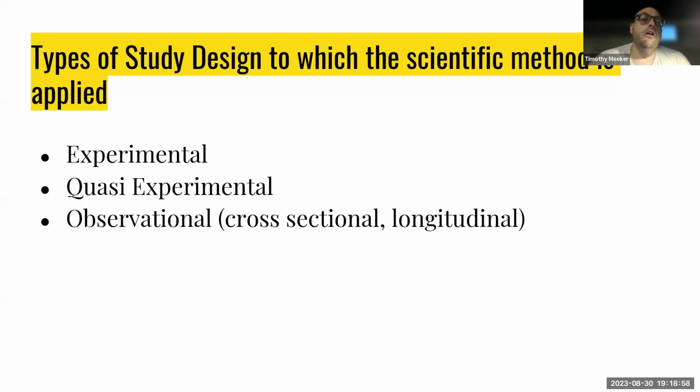There are three types of experimental study design to which the scientific method can be applied. And honestly, there's more than that. There's the experimental, where basically everything is randomized, where you can randomize your variables, you have control variables, and you have experimental variables. You randomize assignments of your experimental variables. There's a quasi-experimental, where some of the variables can be randomized, but not all of them. Some things are fixed.